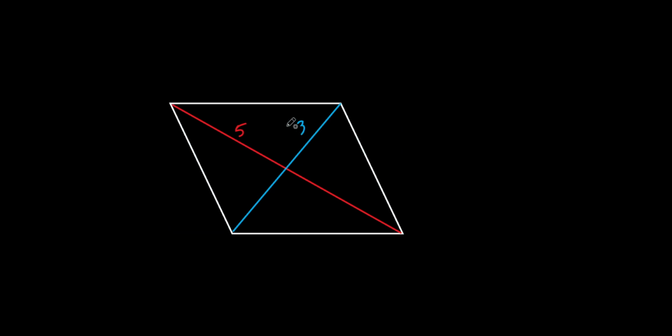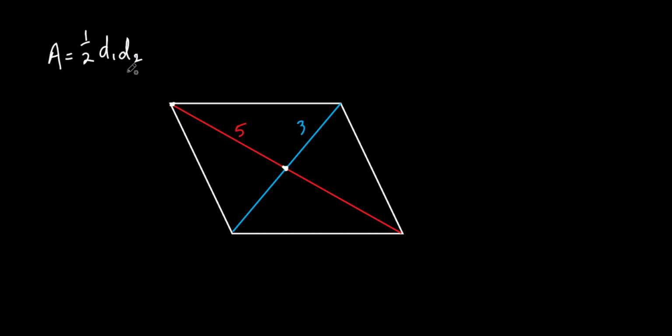Do I go 5 times 3 and take half of it? No, because is 5 the whole diagonal? Where is the 5? The 5 just covers from this corner to where they meet right there. That's the 5. So what is the area of a rhombus? It's 1/2. Yep. Diagonal times diagonal. D1 times D2.